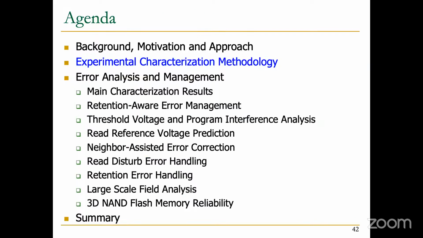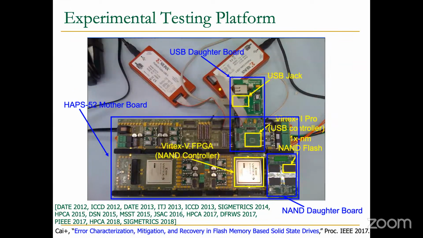So let's have a quick look at the experimental characterization methodology that we have done. Similar to the RowHammer study, I mean, all the DRAM studies that we have done with SoftMC and later on with DRAM Bender, we also have this infrastructure that we have used for studying flash memories.